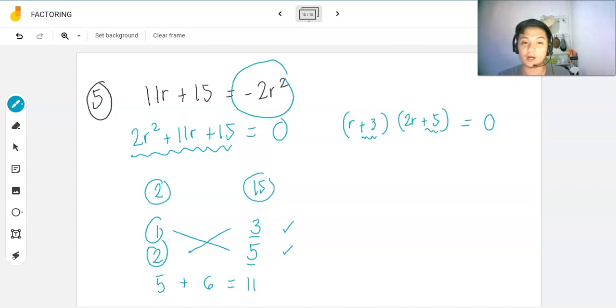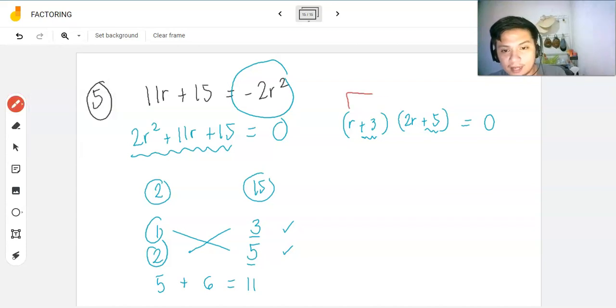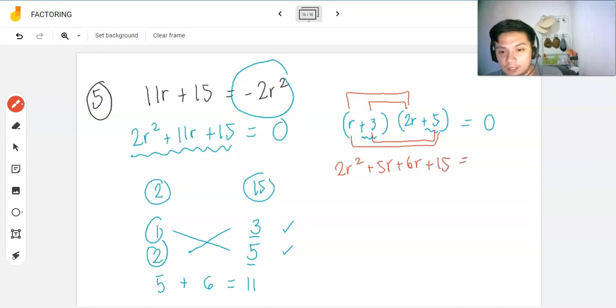Again, kung may duda kayo, ang pwede ko maisuggest, why not use FOIL method? Sige, let's do that. Let's use FOIL method to check if we got the correct factors. So, first times first, so we have 2r squared. R times 5, kasi this will be the outer terms. So, positive 5r. Inner, 3 times 2r, bali positive 6r yan. And then last, bali 3 times 5, positive 15. And then equal to 0 pa rin yan.